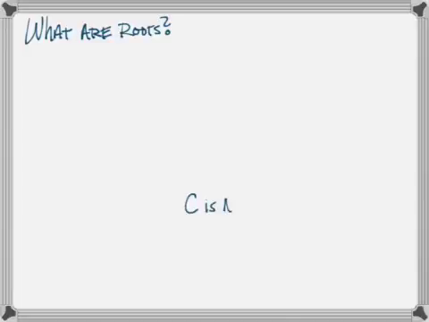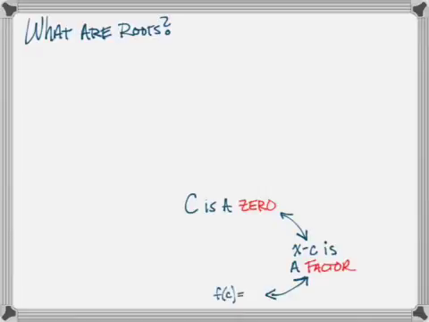All right. I think there are 4 different ways that this could look. If I say c is a 0, that's the same thing as saying x minus c is a factor. That's the same thing as saying f of c is 0. That's the same thing as saying c is an x-intercept.